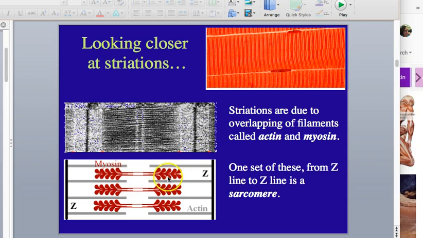So the idea is these little heads reach out, grab a part of the actin, and then they contract, so the whole thing contracts. Within your muscle, we just see one giant contraction, but what's happening is millions and millions of actin and myosin fibers are interacting and pulling, and that overall action causes a muscle contraction. Very important. Let's talk about all the parts.